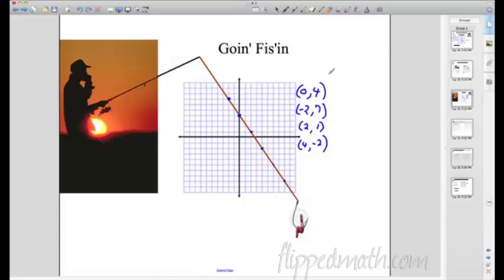Another way to represent this, which we're going to use a lot here, let me change colors, is to make a table. So instead of putting all the coordinates, I'll just say x and y. When x is 0, y is 4. When x is negative 2, y is 7. When x is 2, y is 1. When x is 4, y is negative 2. So don't freak out if you see this table. It's the same exact thing.